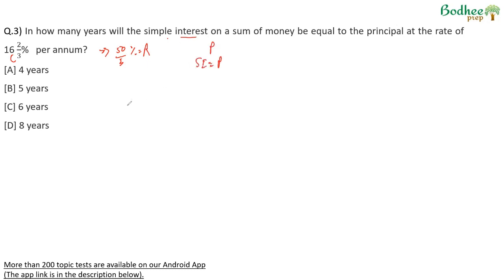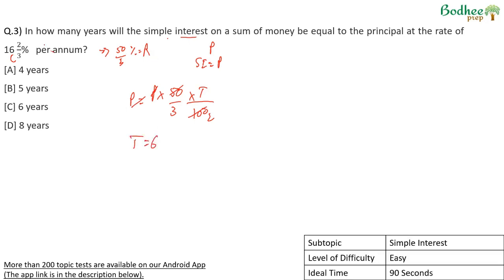Just put in the formula. Simple interest is equal to principal into rate into time by 100. P and P get cancelled, 50 and 2 get cancelled. Time comes out to 3 2s are 6 years. Simple interest based question, just write the formula and solve. Should not take more than 90 seconds to solve this question. Definitely something that should be looked at in the examination.